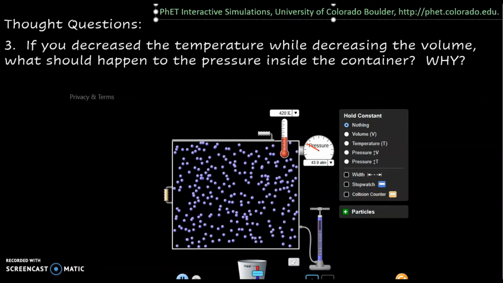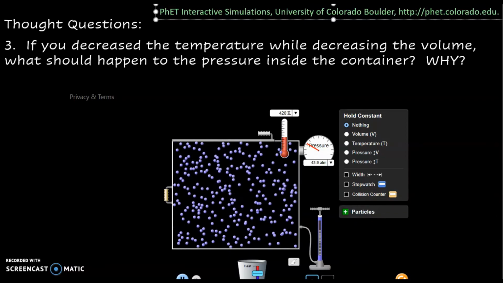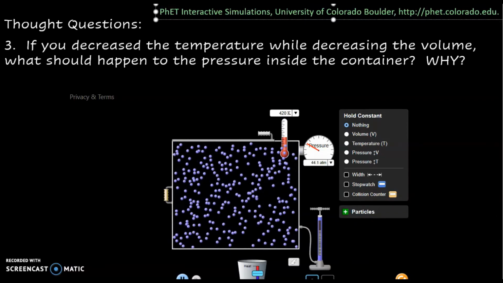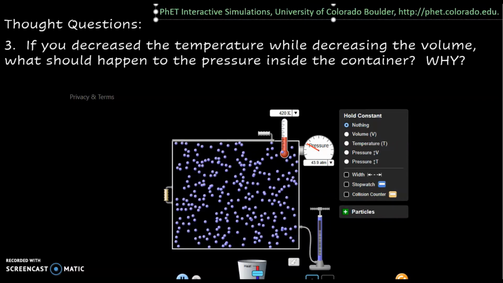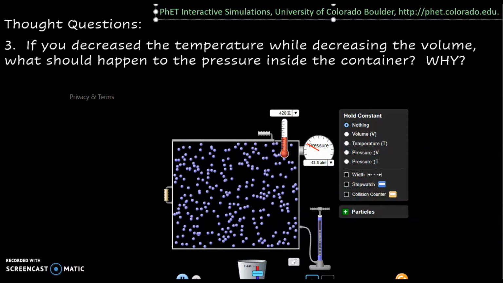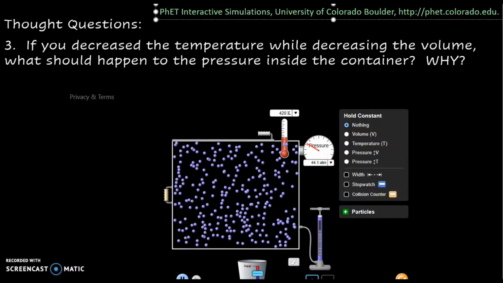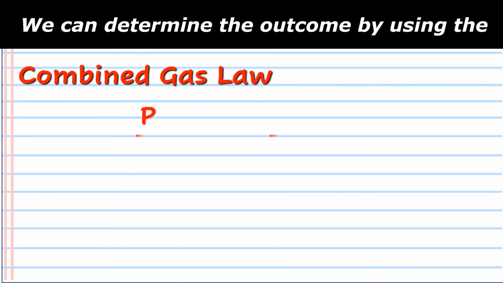What if we decrease the temperature while decreasing the volume? When we change two variables at the same time, it's much harder to predict what the final outcome will be, because decreasing temperature makes the pressure go down, and we saw that decreasing volume makes the pressure go up. So when we're changing two variables of a gas at the same time, we can use the combined gas law formula to see what the total effect of those two changes will be on a third variable.